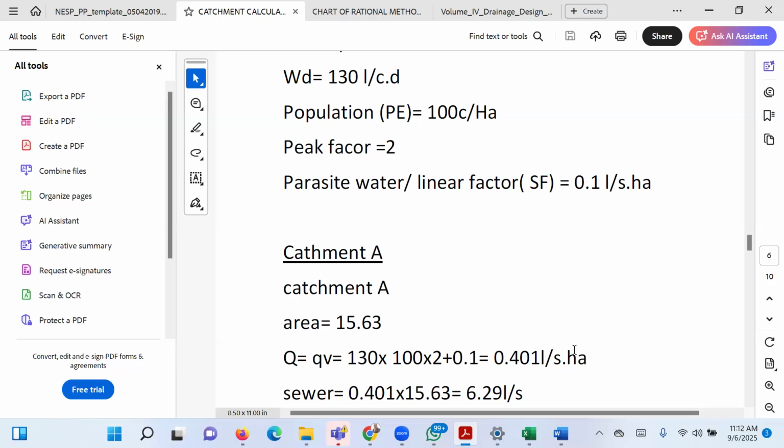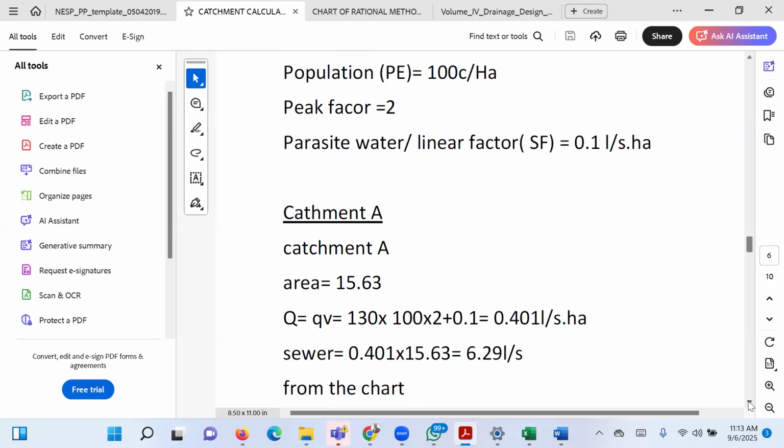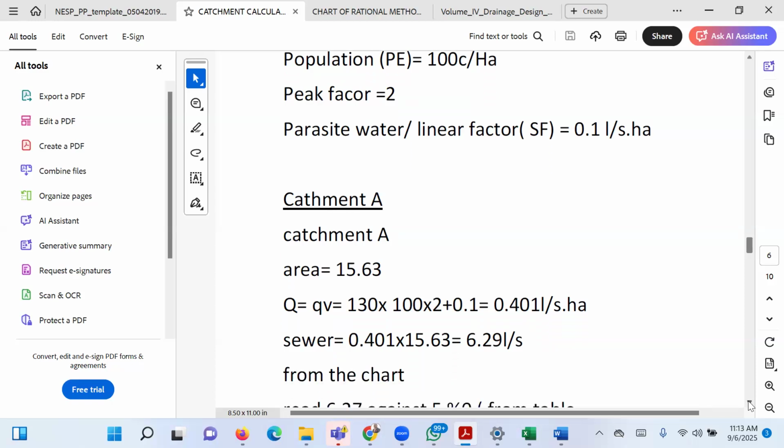This value means this is the flow per hectare. But since we said that catchment A is 15 hectares, I will now multiply this 0.4 by the total hectares, and that will give me 6.29 liters per second. So this is the wastewater flow coming out from catchment A. My job is now to design a pipe that can convey this.